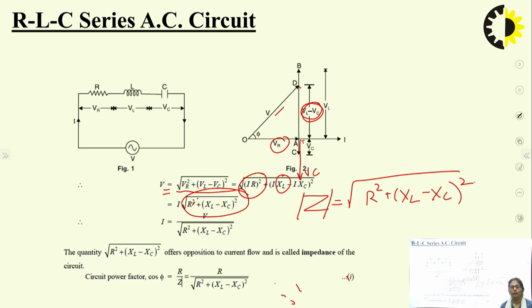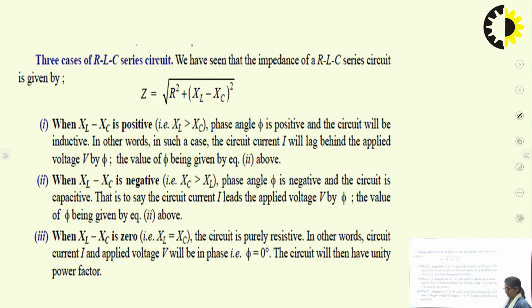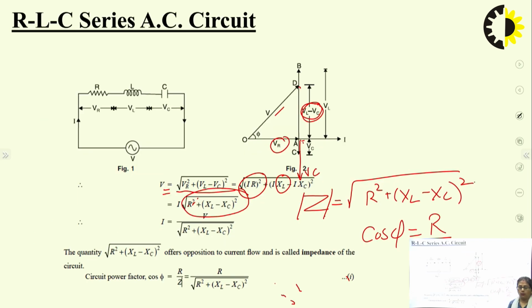How can I give the power factor? Can I give the power factor of the circuit as well? The power factor of the circuit, cos phi, in terms of R and Z can be given as R by Z, where Z is given by, once again, under root of R square plus XL minus XC whole square.